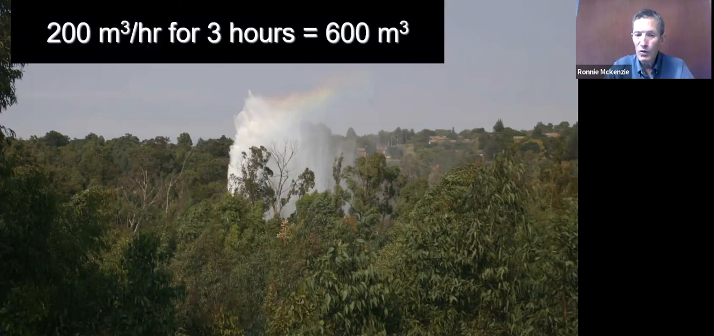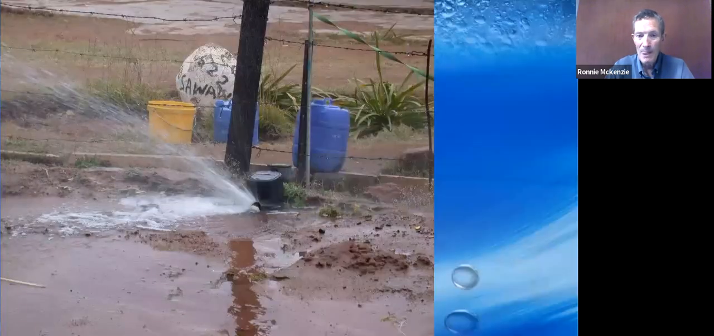Although it looks very big, it was running at about 200 cubic meters per hour. It wasn't actually, it looks a lot more. This leak lost about 600 cubes of water. So not as much as you might think for something that takes up half the landscape there. Here's our small one again. This is our little connection leak out in a residential area.